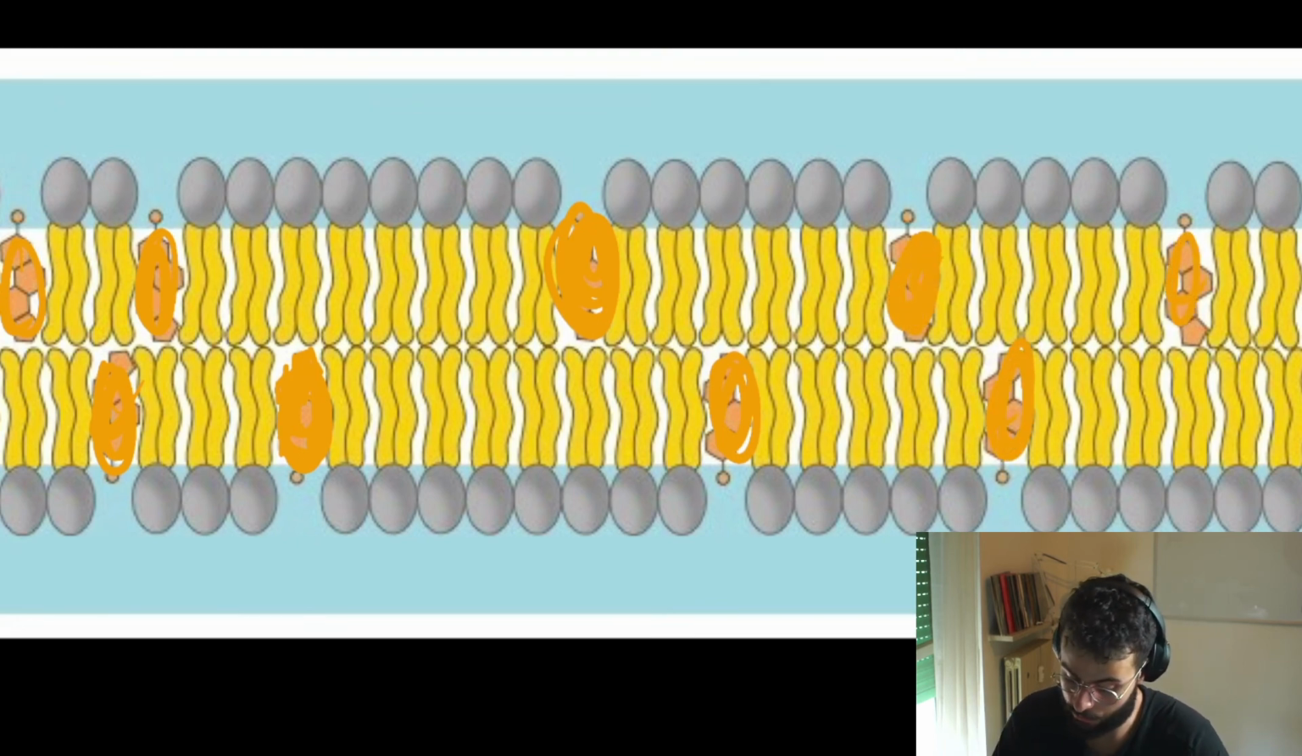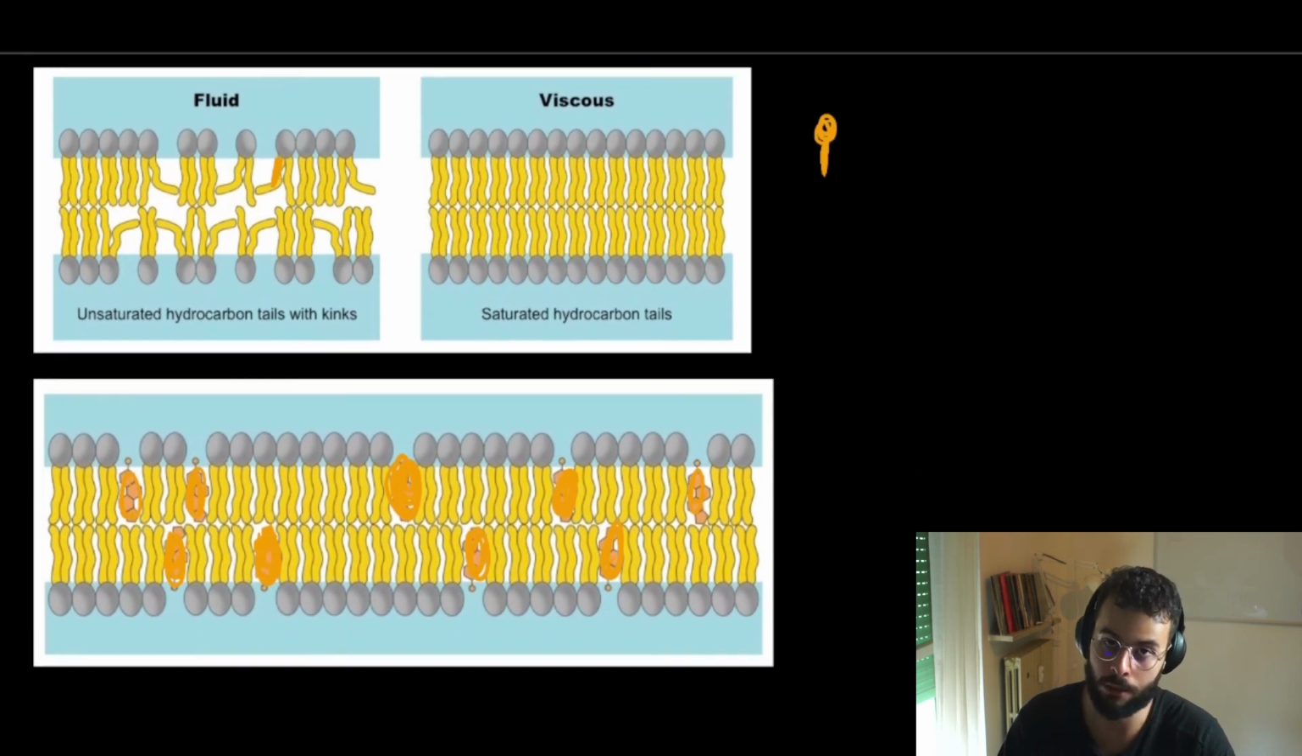So let's sum this video up. You have 3 main things that are going to affect the fluidity of the phospholipid bilayer. One is the saturation or unsaturation of the hydrophobic regions inside the plasma membrane, which are the hydrocarbons. Two, the length of the hydrophobic regions, the fatty acids. And three, the presence of cholesterol molecules within the plasma membrane between the different hydrocarbons.